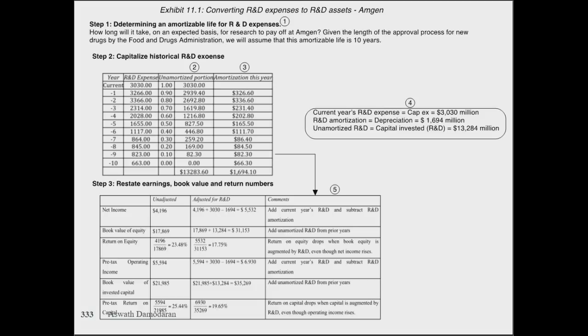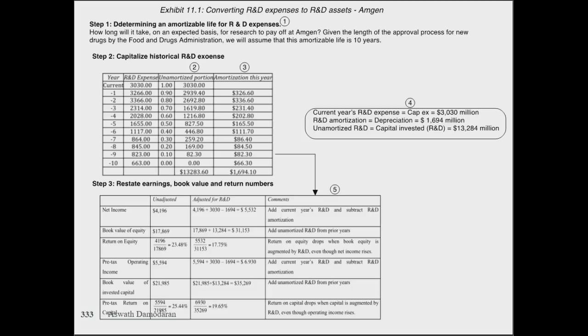I write off 1/10 every year, and I keep track of how much I'm writing off, which is in the last column. $1,694 million is what's going to show up as an expense this year, and how much has still not been written off, which is almost $13.3 billion. So what I'd like you to focus on are the unadjusted numbers, which is what you're going to see in the income statement, and the numbers I'm going to restate with R&D capitalized.